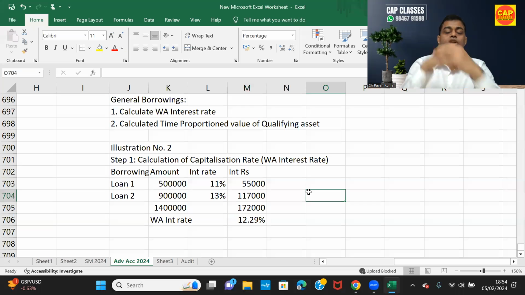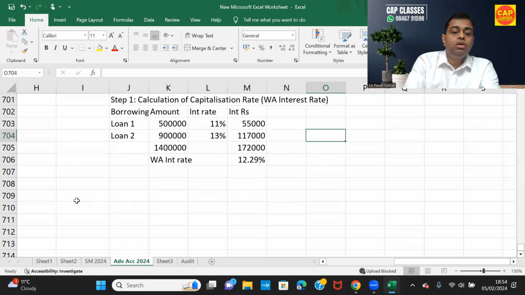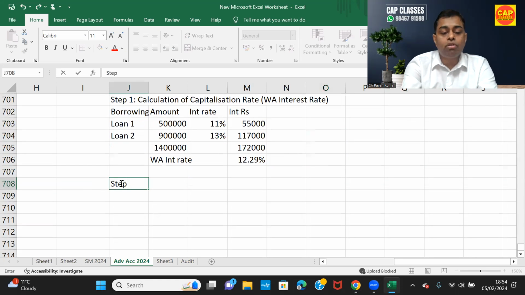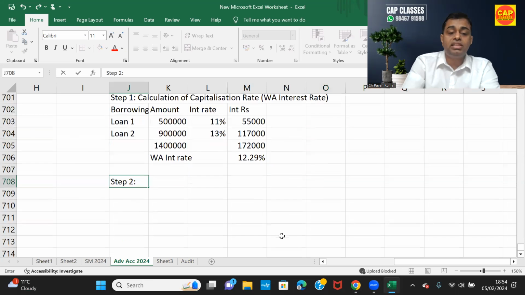Twelve percent. 12.29%. Correct? Yes, sir. This is step 1. Now, what is step 2? Calculate qualifying asset eligible amount. Step 2, calculate qualifying asset eligible amount. We are following this. Amount eligible for capitalization.